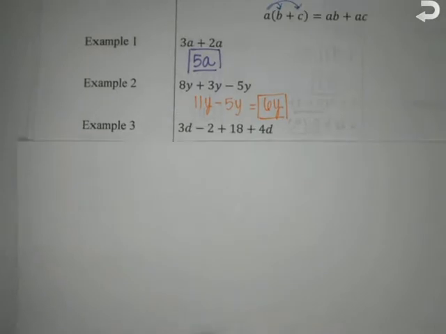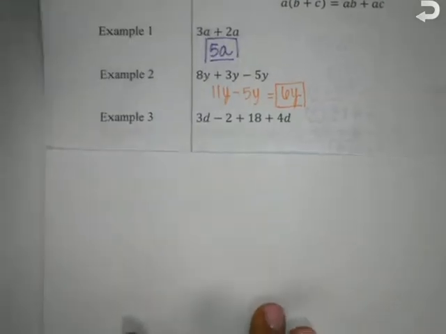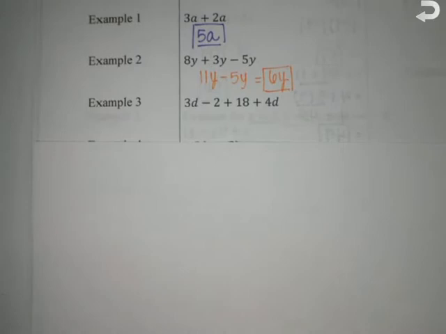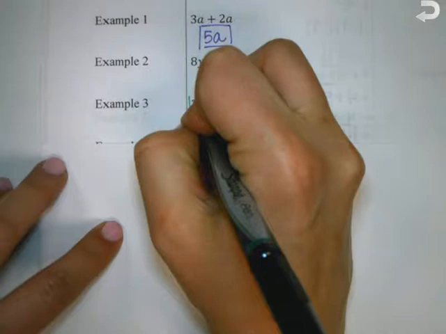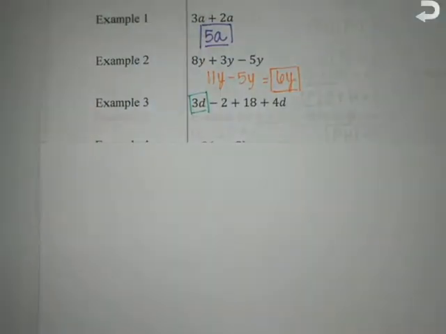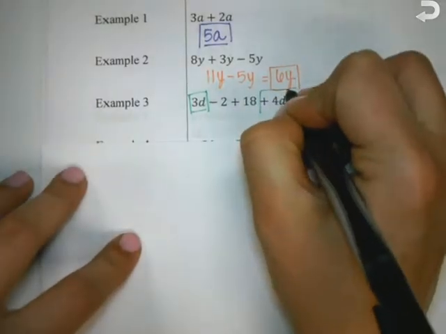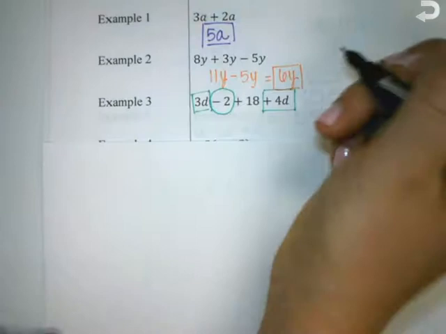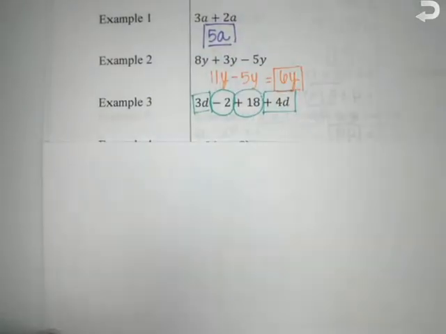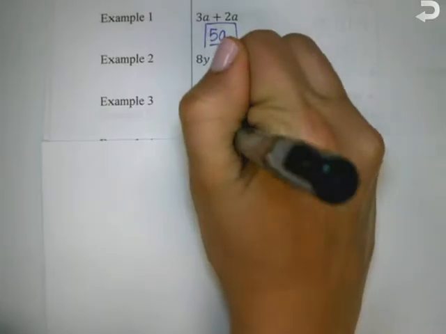Okay, example 3. What I want you all to do is let's put boxes and circles around the like terms. Okay, or you can underline if you want. 3D, I'm going to put a box around that one. What is the like term to 3D? 4D, is it being added or subtracted? Added, so let's put the box around the plus 4D. What are my next terms that are like terms? -2 and positive 18. So let's add the boxes and add the circles. What is 3D plus 4D? 7D.